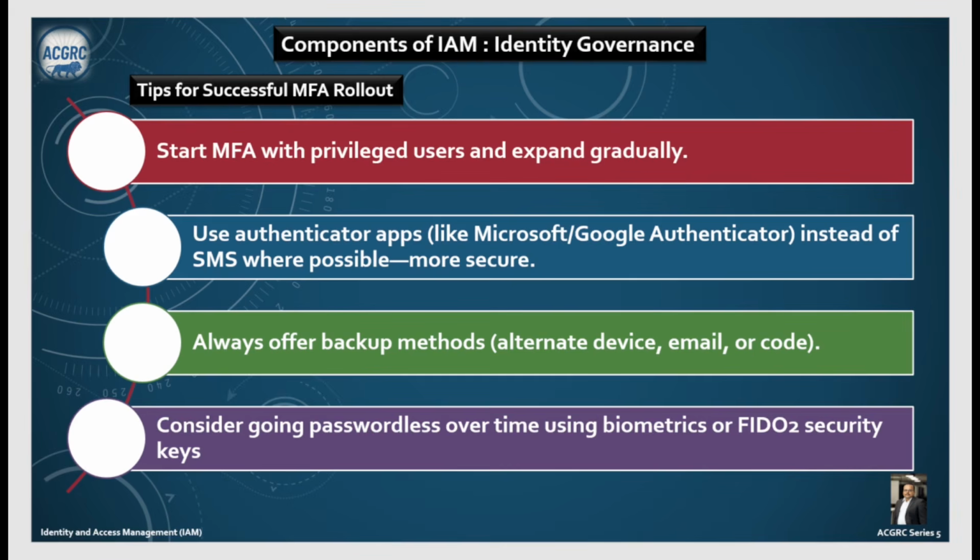For successful MFA rollout, there are a few tips. Start MFA with privileged users and expand gradually. Avoid a big bang approach. Use authenticator apps like Microsoft or Google Authenticator instead of SMS where possible. It's more secure that way. Always offer backup methods: alternative device, email, or code. Consider going passwordless over time using biometrics or FIDO2 security keys.